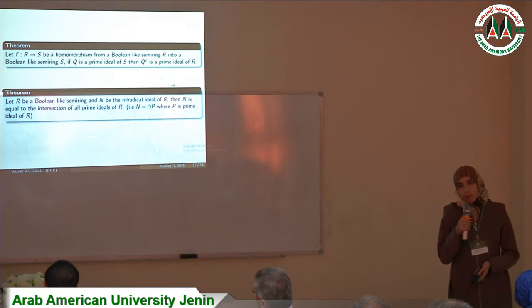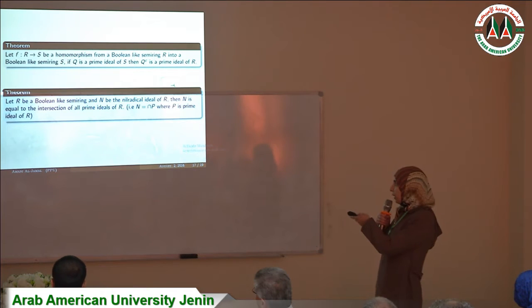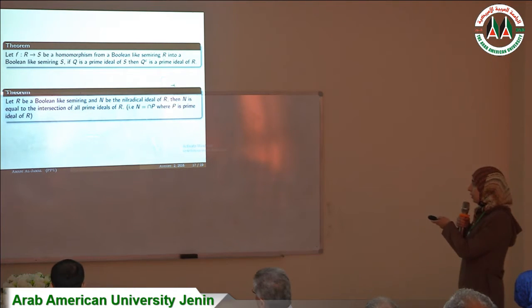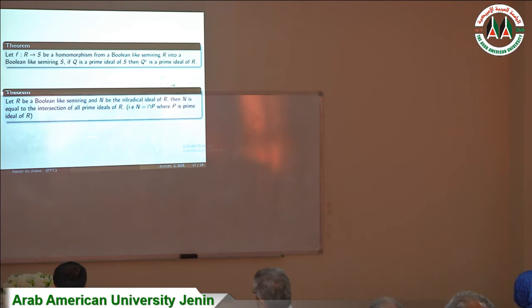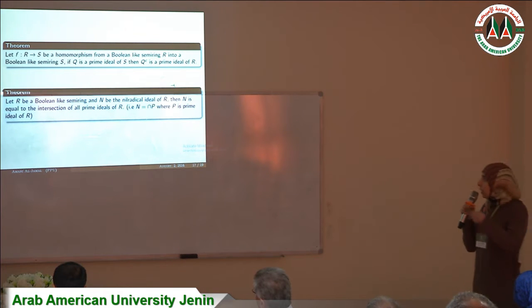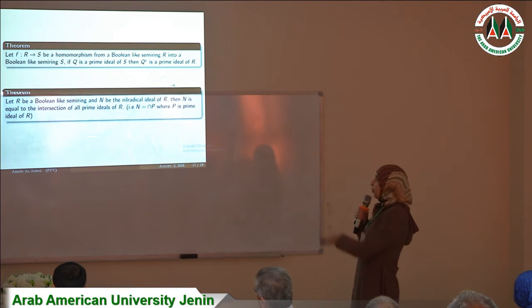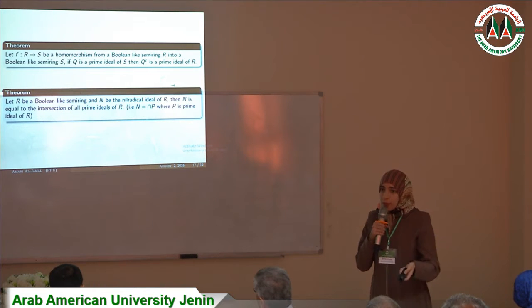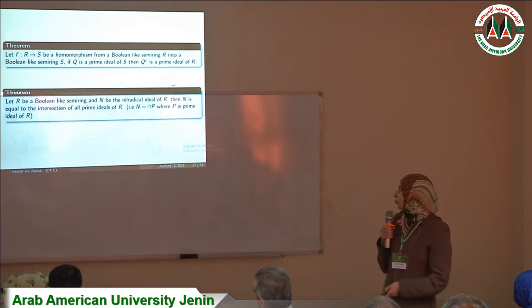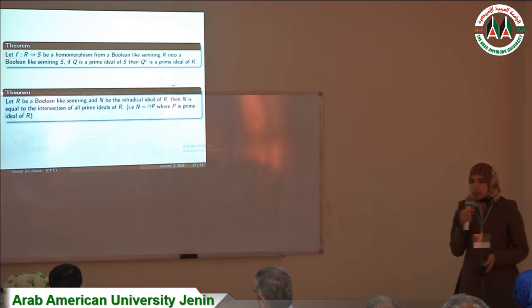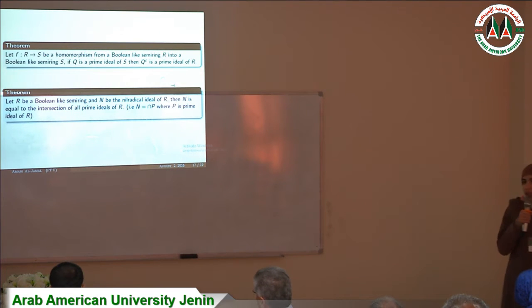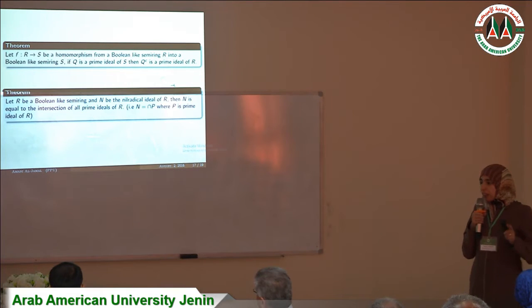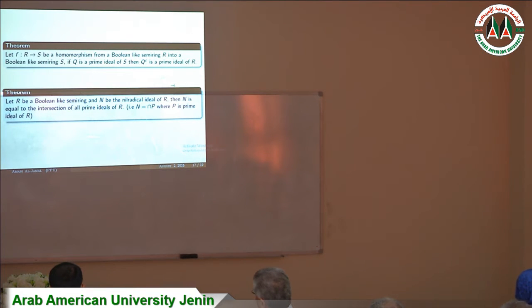Theorem: let f be a homomorphism of a Boolean ring R into a Boolean ring S, and let Q be a prime ideal of S. Then the contraction ideal of Q is a prime ideal of R. This means that the contraction of a prime ideal is also prime. Another theorem: let R be a Boolean ring and N be the nilradical ideal. Then N is equal to the intersection of all prime ideals of R.